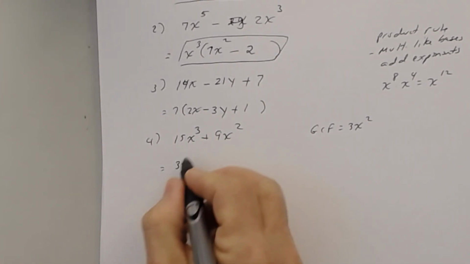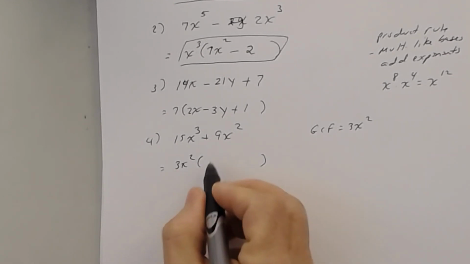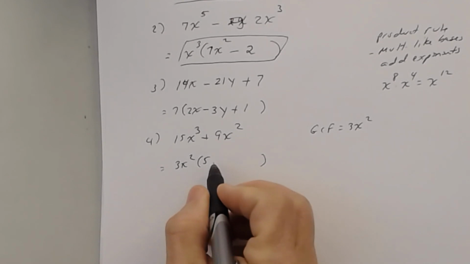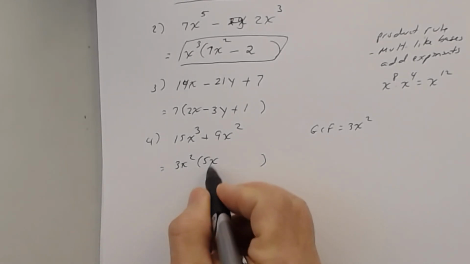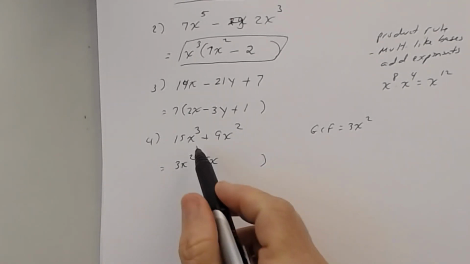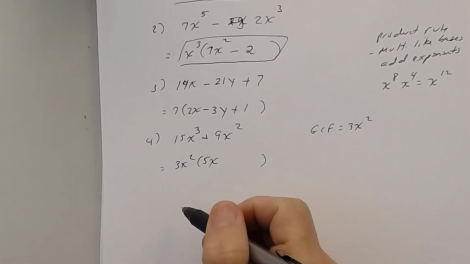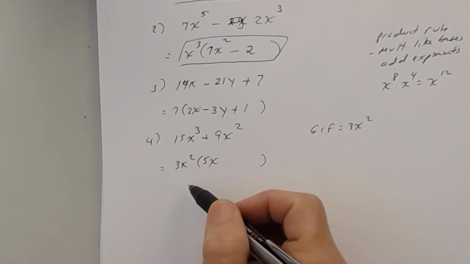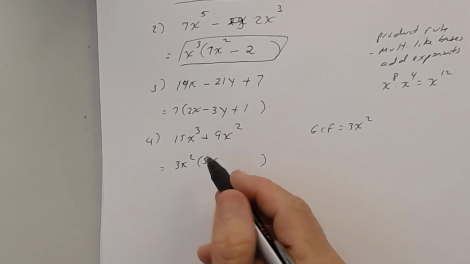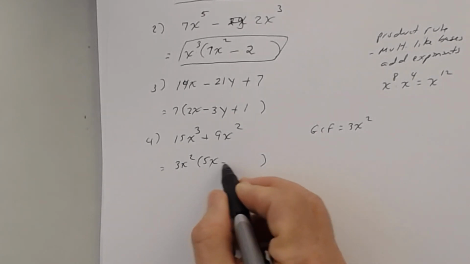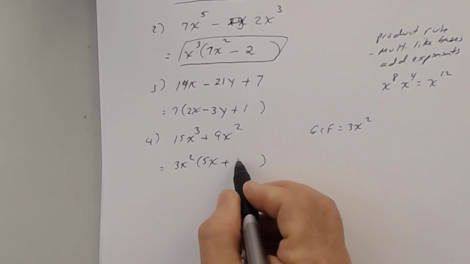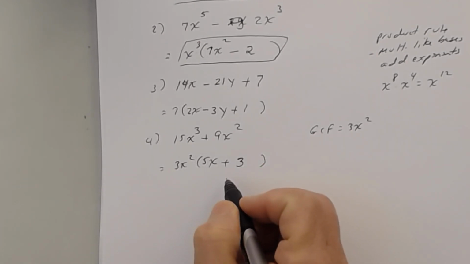So it's 3x squared times what's 15x cubed? 5x. X squared times x is x cubed. It's not just 5, because 3x squared times 5 is 15x squared. You wanted a 15x cubed. Plus 3x squared times what's 9x squared? 3.